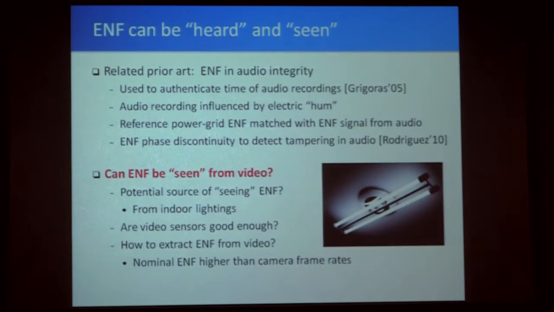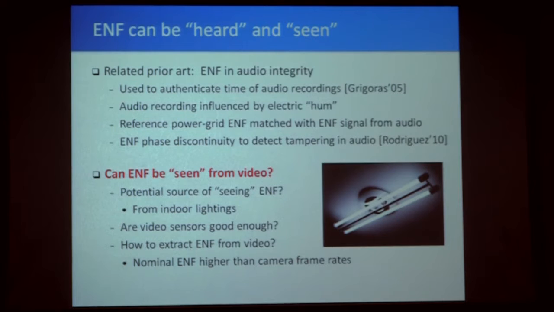But for video, there are a lot of challenges. Typically our frame rate is 30 frames per second or even lower, and that is much below the nominal frequency of ENF. So we would be looking at some aliasing effect. How can we take advantage of that as a research question? And where are the potential sources?